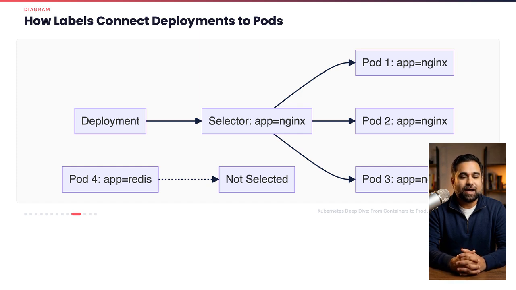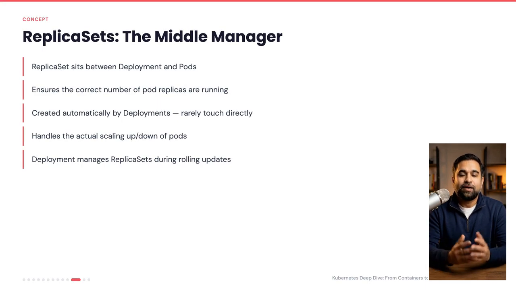Labels in complex environments. Remember labels and selectors? In real environments, they become essential for organization. A typical labeling scheme might include the application name, the environment like production or staging, the team that owns it, and the version. You might have labels for cost tracking, compliance requirements, or feature flags. These labels power everything from monitoring dashboards to cost allocation. When finance asks how much are we spending on the payments team's production workloads, labels make that query possible.